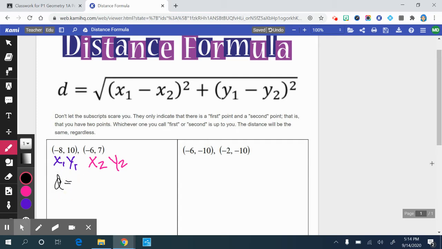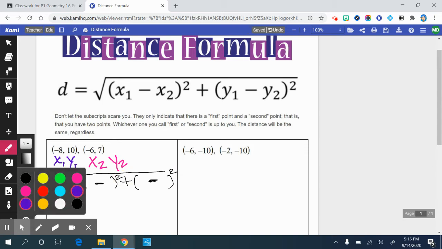So d is equal to the square root. When you're writing the formula, something that helps me not forget a subtraction symbol is to actually put in that minus sign before I put the values in. Okay, so I'm just setting it up, and now I'm going to take my values. So x1 is actually -8. y1 is 10. And I'm just putting them in the same place I see from the formula up top.